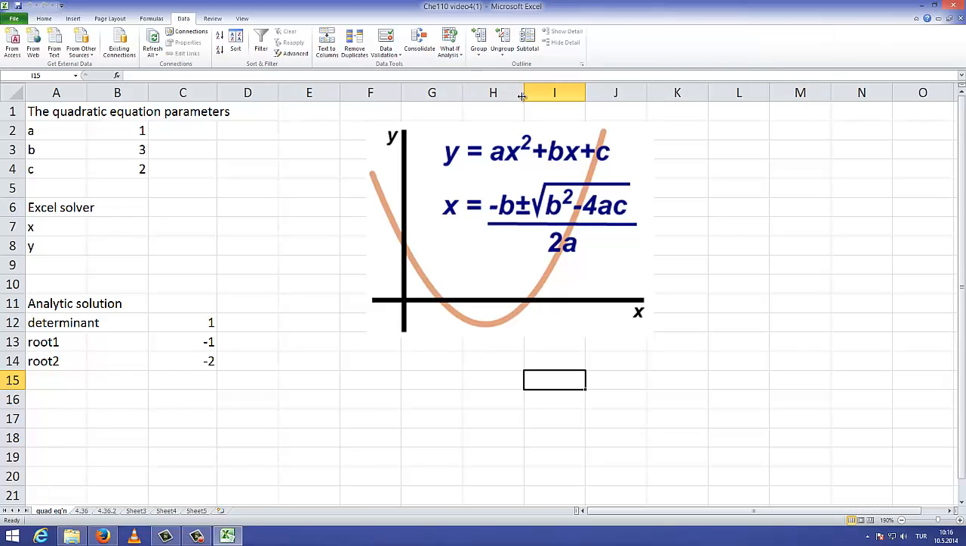If you haven't used Solver before, you're not going to have it. Normally the Solver is listed under the Data section. It should be around here. But as you see, I also don't have it activated.